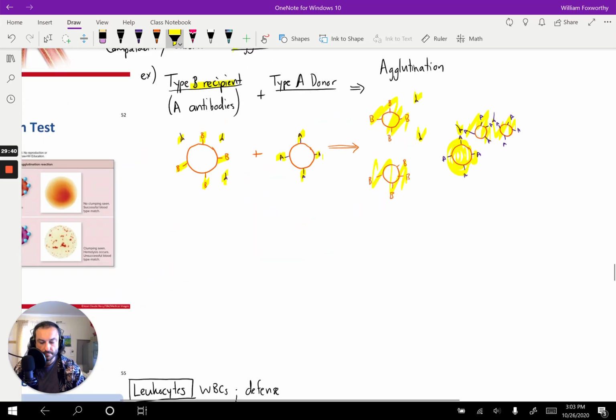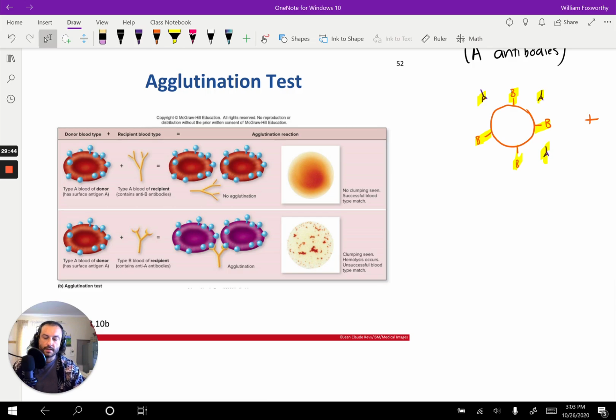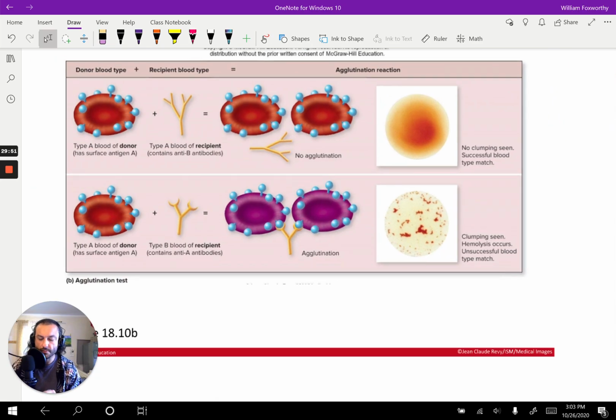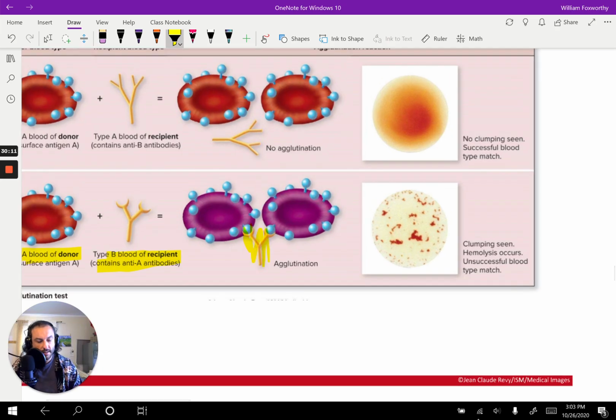So like I said, you can do this in a dish to test for problems ahead of time. Here is a similar example. The donor has type A blood, and you're adding that to a recipient that has type B blood, so this person has the antibody for that A antigen, and that antibody is going to cross-link the red blood cells and cause them to clump together, and you could see that clumping just with the naked eye.